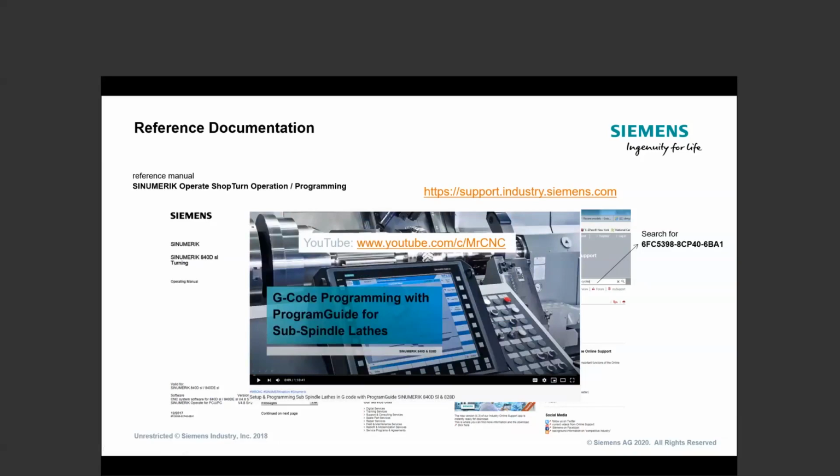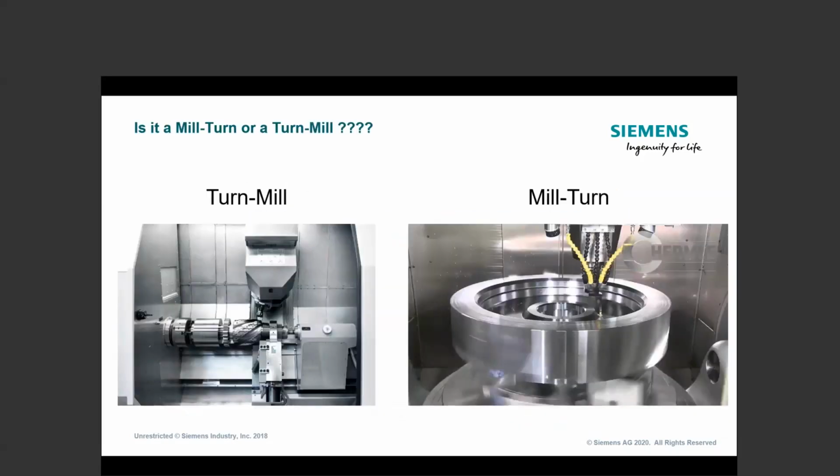If you missed that webinar and want to get into more, check out the Mr. CNC channel, and look for the G-code programming with ProgramGuide for sub-spindle lathes. Whenever I refer to ProgramGuide, that is our editor for G-code part programming, as opposed to ShopTurn, which is our conversational programming. So check it out. Like I said, we will do a basic transfer, but I'm not going to go into it in depth, so refer to that webinar for sure.